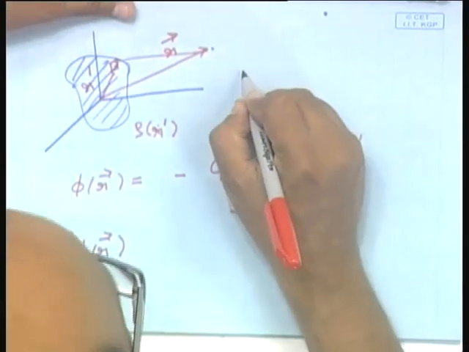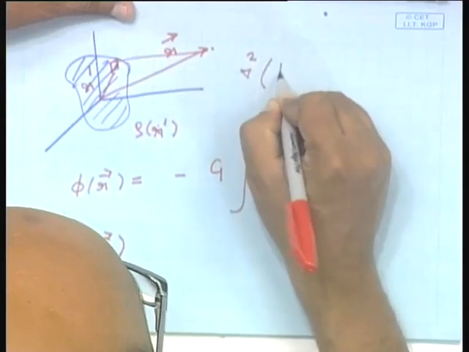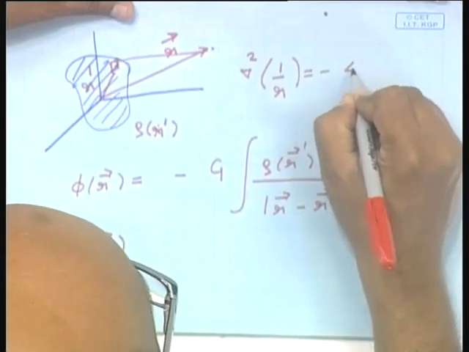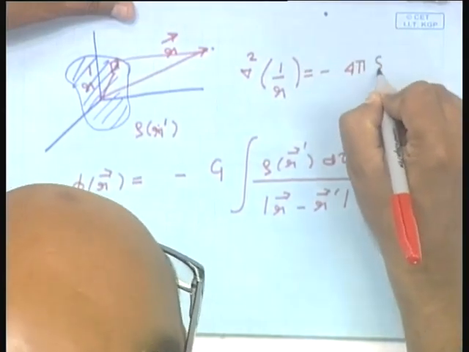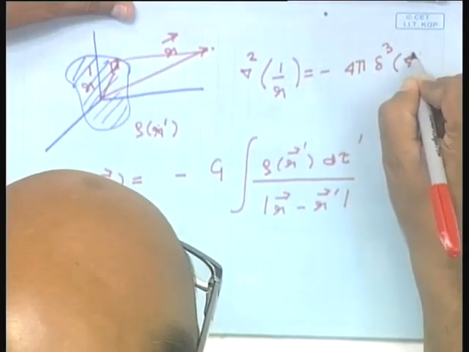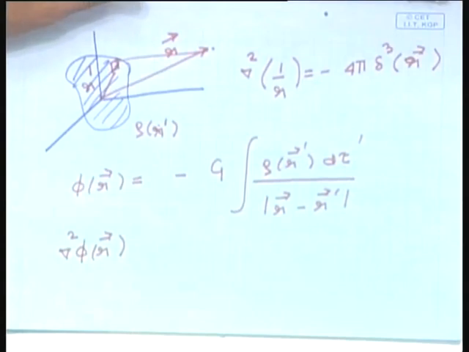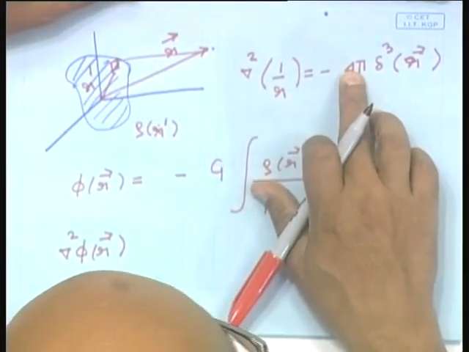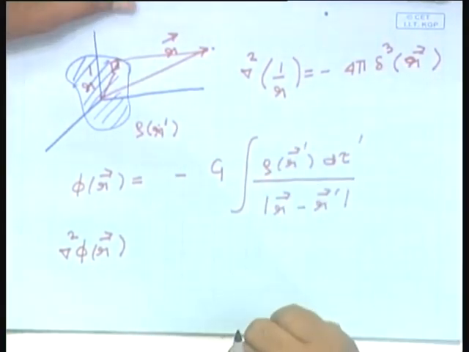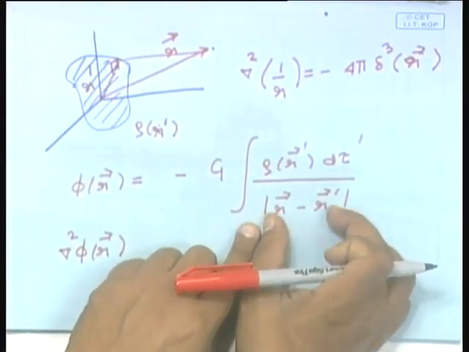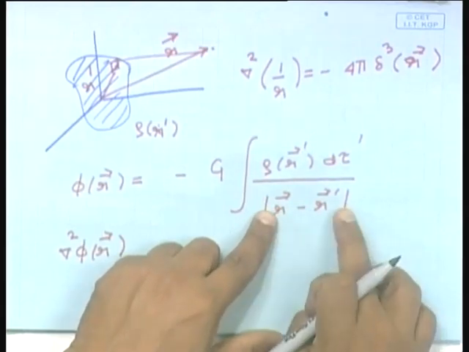Okay, and we know that del square of 1 by r is minus 4 pi times the three-dimensional Dirac delta function, delta of x minus x prime. Okay, this is known. I shall not go into the proof of this. Del square of 1 by r is minus 4 pi into the three-dimensional Dirac delta function. So, when you take del square of this, you will get basically the three-dimensional Dirac delta function when r and r prime are same.